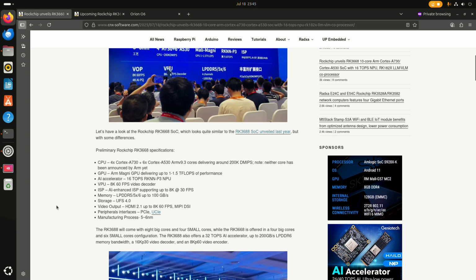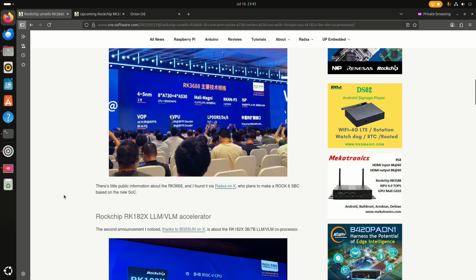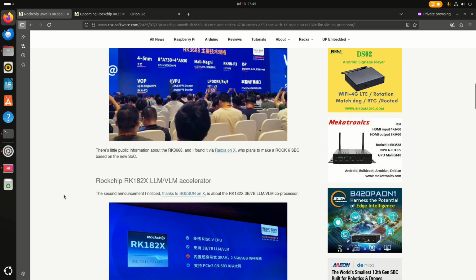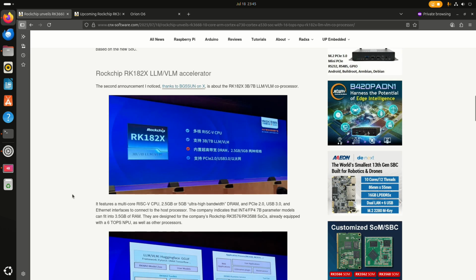And one of the things that is also interesting is that they will have an LLM VLM accelerator, and I think it's also going to be based on RISC-V.